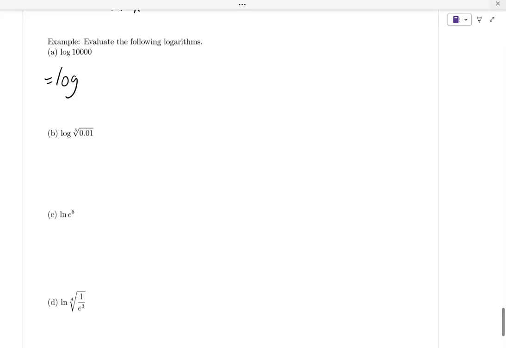10 to what power? The fourth, right? Remember that it's not too hard to figure out the power on tens if you just figure out how many decimal places you have to move, right? To get a 1, I need to move that 4 places to the left, so it's 10 to the fourth. And again, now we're just asking the question, what power do you need on 10 to get 10 to the fourth power? 4. We're just picking off the exponent.